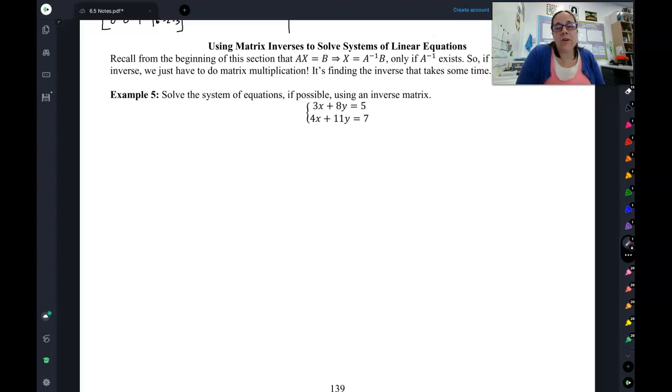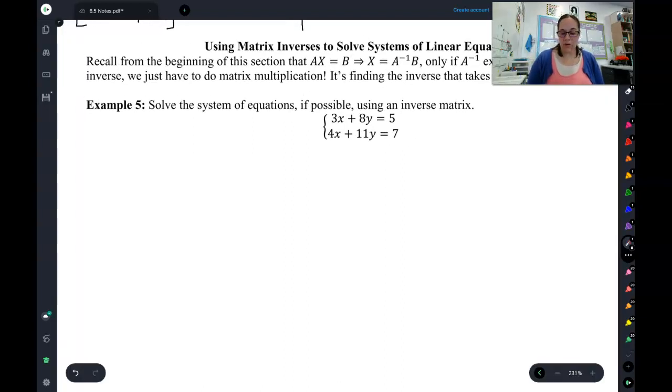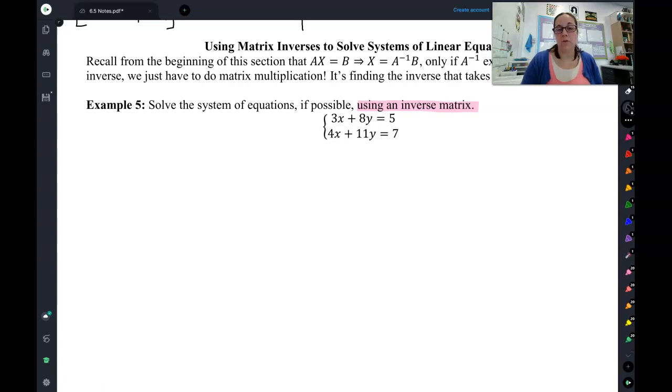Let's talk about how to solve a system of equations using all we've learned about inverses. So anytime you get to an example where in the instructions it says using an inverse matrix, you should know that the very first step is to write out your three different matrices.